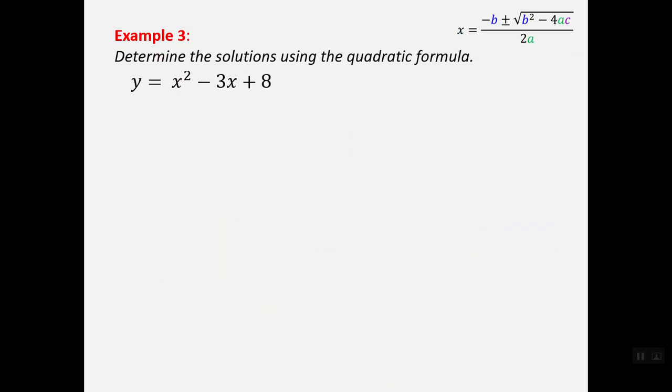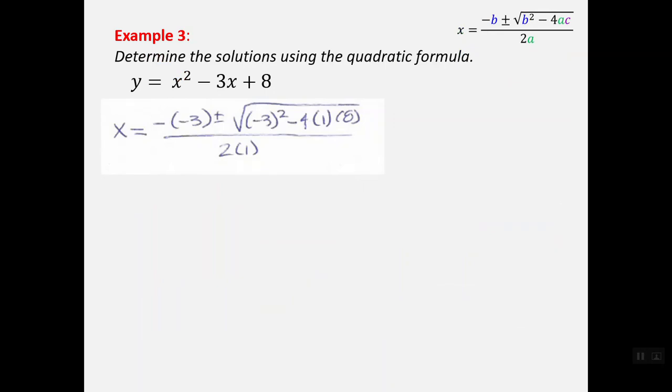All right, example 3. We're going to do the same thing, plug it into our formula. So we have x equals the opposite of b, so the opposite of -3, plus or minus the square root of b squared, that's -3 squared, minus 4 times a, which is 1, times c, which is 8, all over 2 times a value, which is 2 times 1.